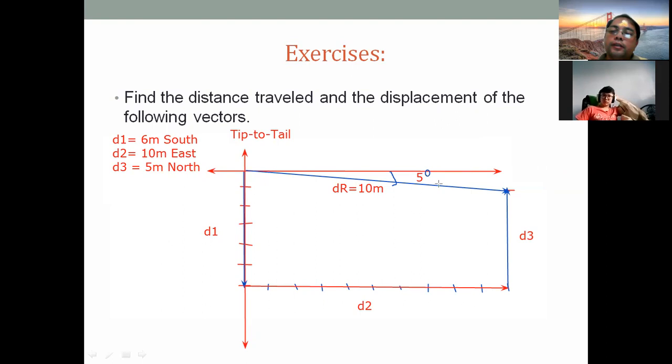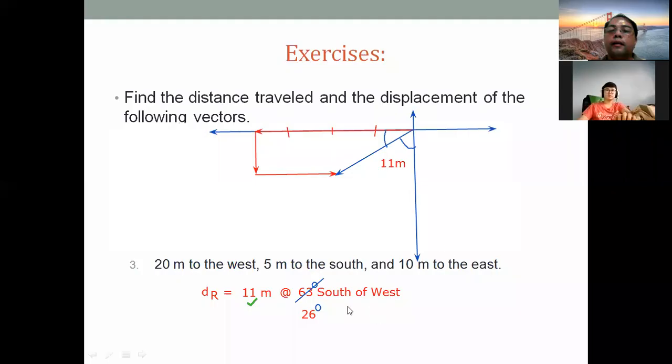So again, by graphical method, our answer earlier, our dr is 10 meters, and the direction is 5 degrees south of east. S of E is south of east. So that's 5 degrees south of our east. Okay, so this is our answer for number 3 again.